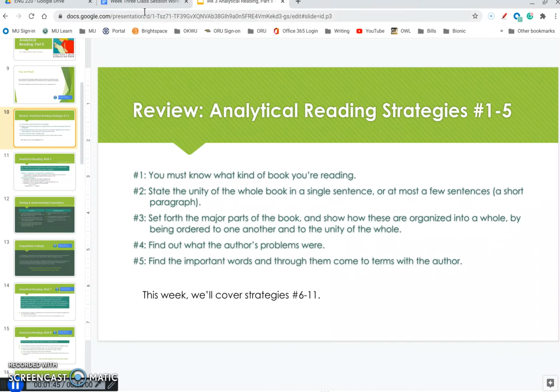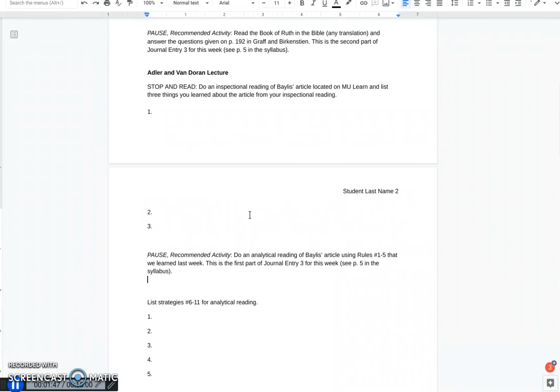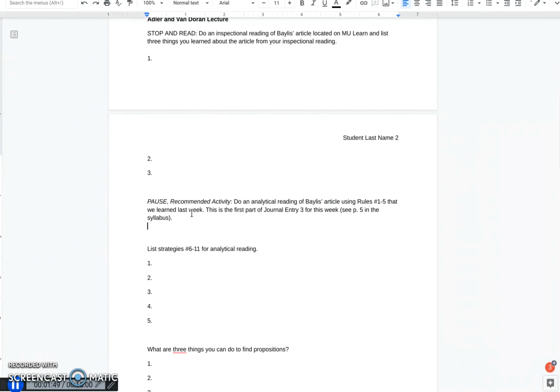So again, I have another recommended activity. I recommend that you pause right now, read the Baylis article, and apply these rules 1 through 5 to that reading. And that is actually part of your journal entry for this upcoming week that's due Sunday. So if you have the time, I really recommend completing this and then coming back.